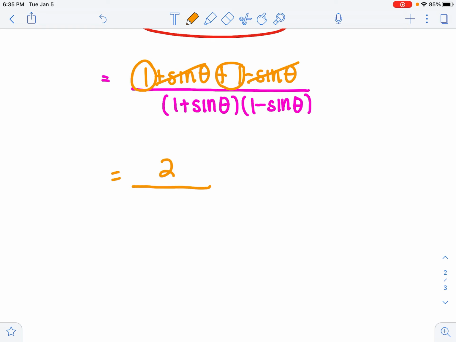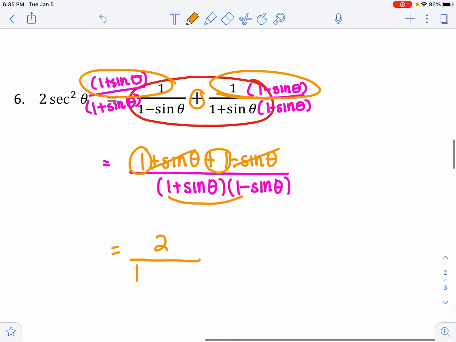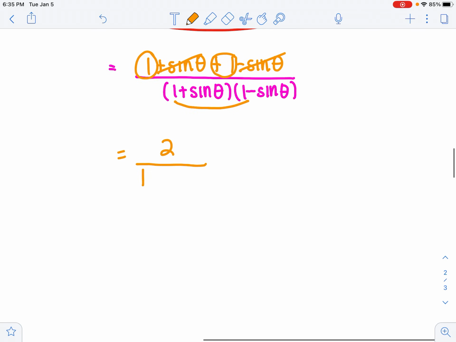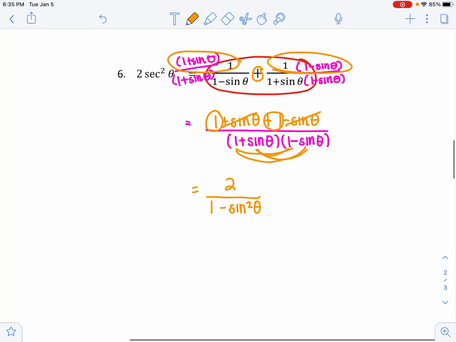Okay, my denominator. I can multiply those out. And if you're like, they're conjugates. Multiply conjugates out, okay? So 1 times 1 is 1. And if you're not sure, look what you're trying to get. You're trying to get secant squared, which is 1 over cosine squared. I need to get 1 over cosine squared there. Okay, so 1 times 1 is 1. That's first. Outer is negative sine, inner is positive sine. They cancel. Last times last is minus sine squared.